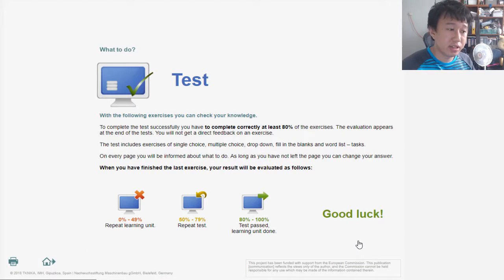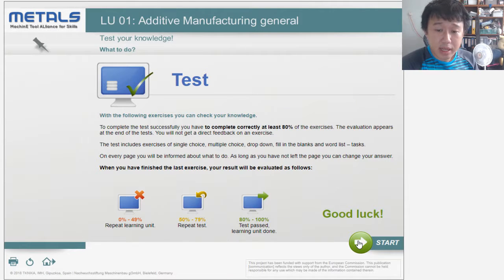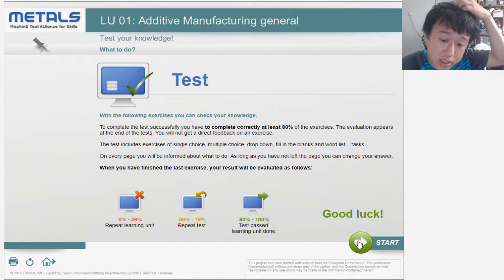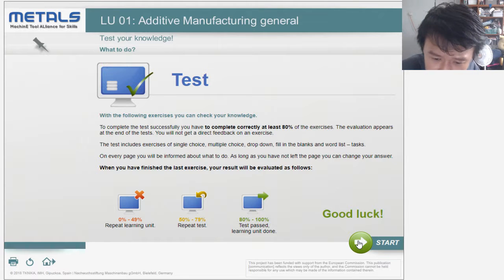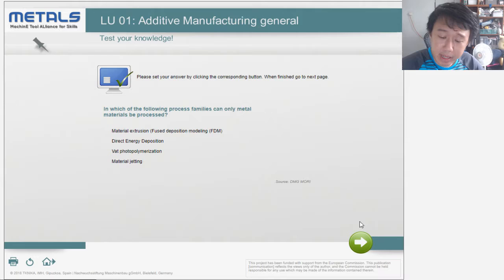Chapter completed, so that's cool. So test your knowledge. Test with the following exercise. You can check your knowledge. To complete the test successfully, you have to complete correctly at least 80% of the exercises. Evaluation appears at the end of the test. You will not get direct feedback on the exercises. The test includes exercises of single choice, multiple choice, drop down, fill in the blank, word list, task. On every page, you'll be informed about what to do. As long as you have not left the page, you can change your answer. Let us hope to get a pass.